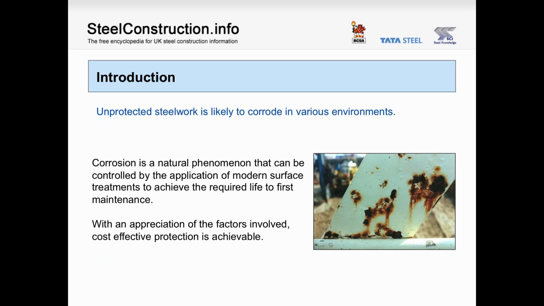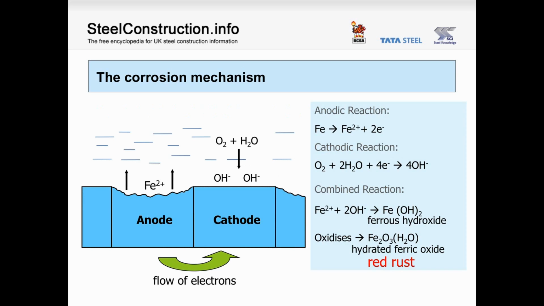Steel has a natural tendency to corrode in a wide range of environments. Corrosion is a natural phenomenon which in the case of steel is to return to its original oxide state. The term corrosion is derived from the Latin word corrodere, which means to gnaw or be eaten away. Corrosion, however, can be controlled using modern durable surface treatment methods. A basic understanding of corrosion helps to appreciate the effectiveness of the various protection methods that are available.